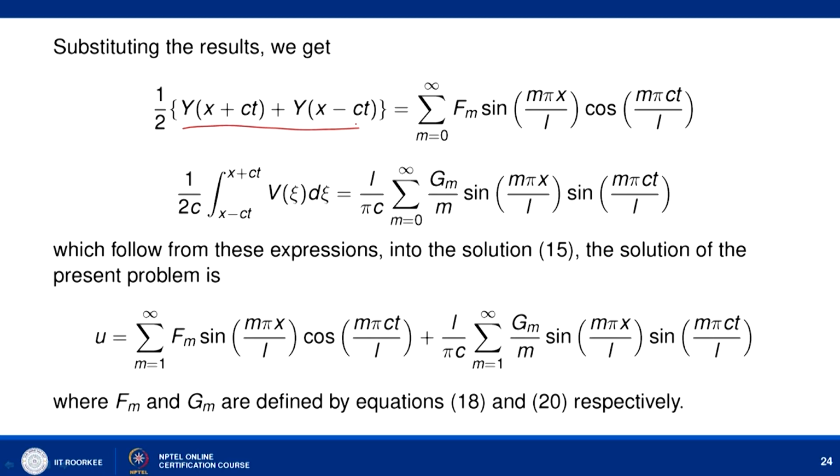So, here using this, similarly you can obtain 1 upon 2c, integral from x minus ct to x plus ct of v of xi d xi, equal to L by pi c, sum from m equal to 0 to infinity of gm by m sin m pi x by L sin m pi ct by L.